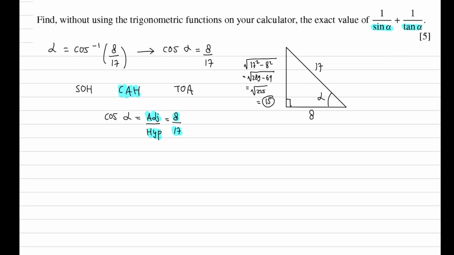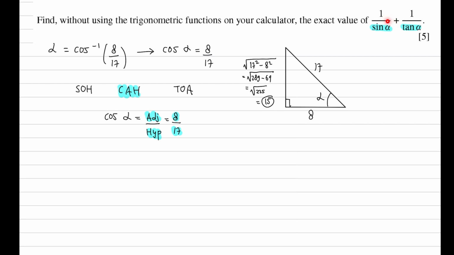Now, because we want to find the value of sine alpha, use the SOH formula, which is sine alpha equals opposite divided by hypotenuse. So the opposite is 15, the one that we already found before, and hypotenuse is 17. We can also find the tangent alpha using the TOA formula. So tangent alpha equals opposite divided by adjacent. So opposite is 15, adjacent is 8. So now we have the value of sine alpha and tangent alpha.